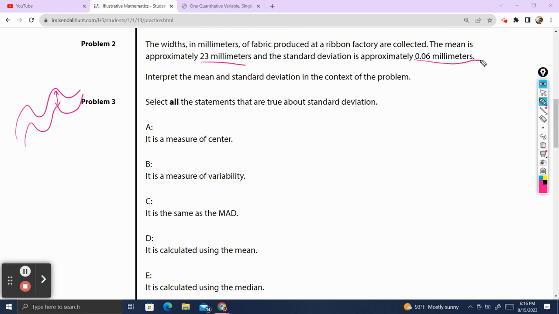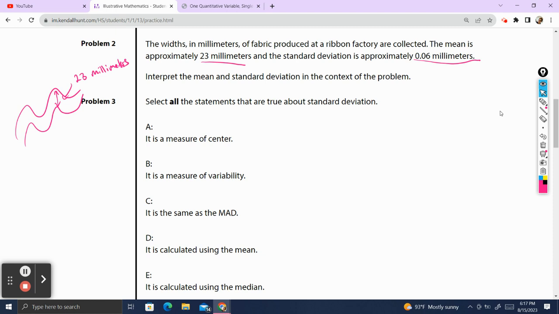So in this case, we have a bunch of different ribbons that are being created. In general, the width of each ribbon on average is 23 millimeters long. So the width would be 23 millimeters long. The standard deviation means that the variation from the mean is about 0.06 millimeters. So some are a little bit bigger than 23 and some are a little bit smaller than 23, but in general, it's about 0.06, greater than 23 or less than 23 variation from the mean.